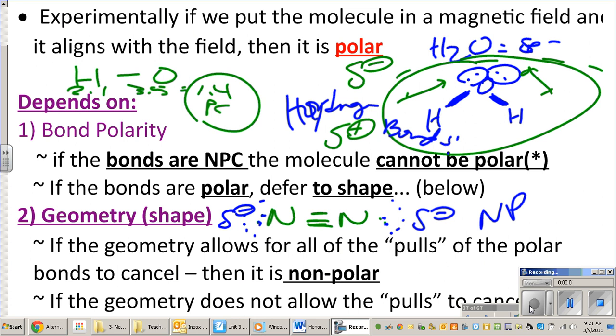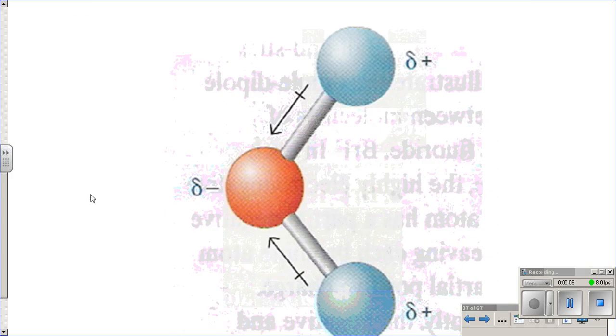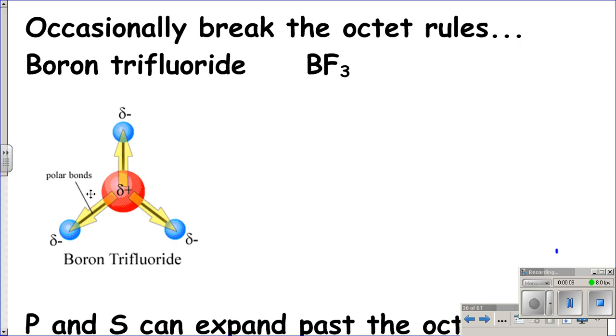Okay, so we're going to now draw some of these so you guys actually know why these are important. Okay. Let's draw another one. This is just like boron trichloride on your lab.